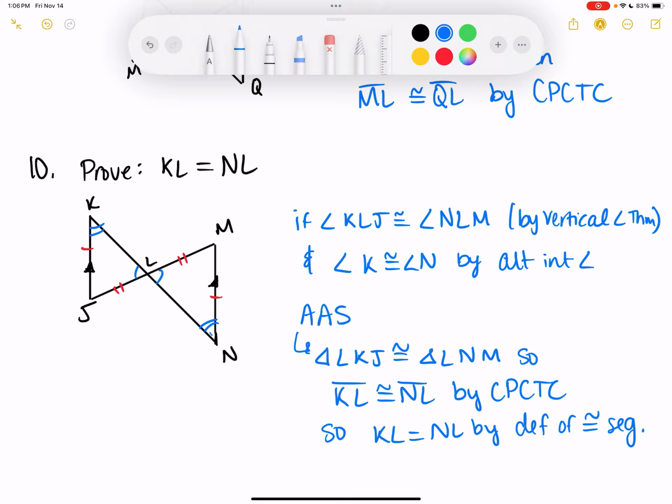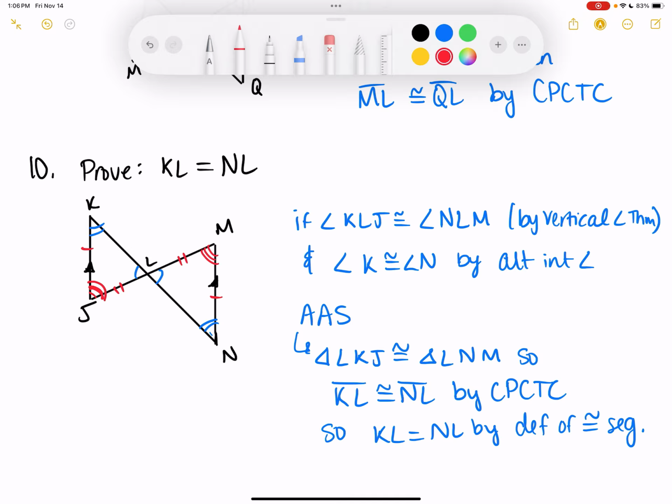So there are different ways I could have gone about this problem. The other way, because these are parallel lines, is that I could also have said over here that J is congruent to M by alternate interior angles as well. And if I did that, then I could have had angle, side, angle, and done it that way. That was another option, I just didn't have that marked, so I couldn't do it in the moment.